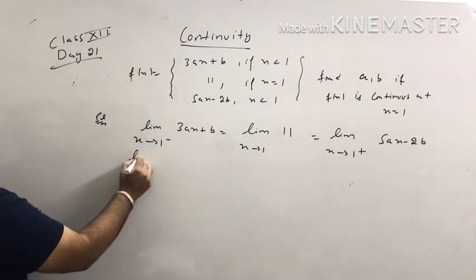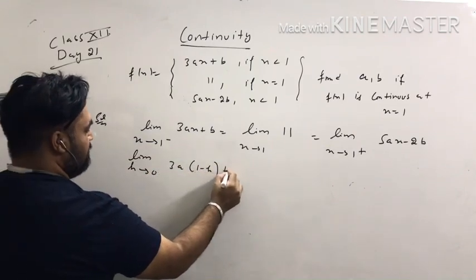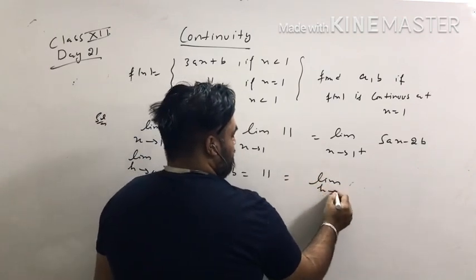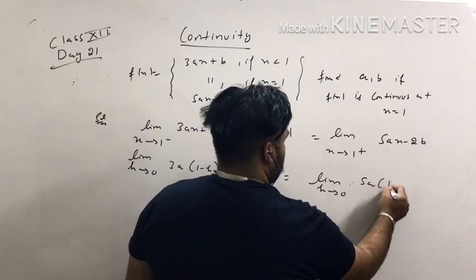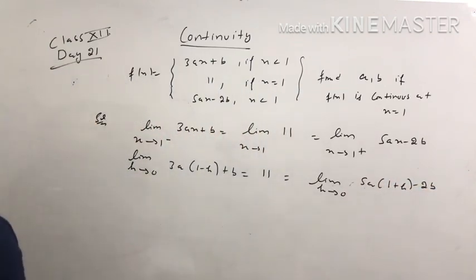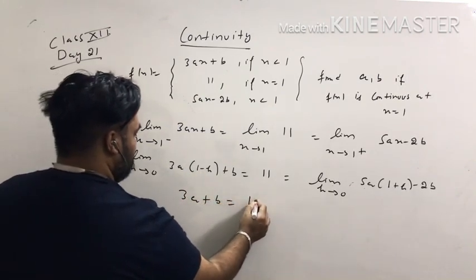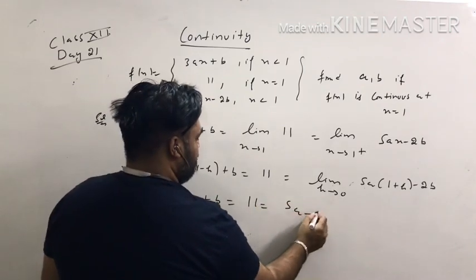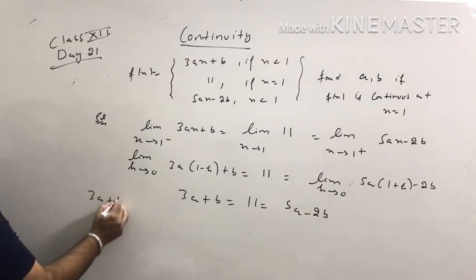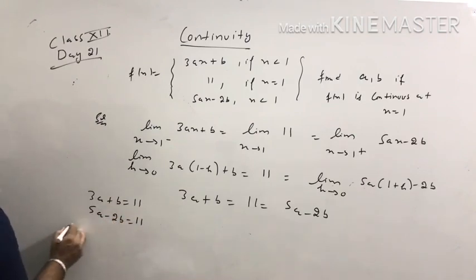Now change the limit. h tends to 0. 3a(1 minus h) plus b, the value of this expression is 11. Again change the limit, 5a(1 plus h) minus 2b. So now put the value of h equals 0. This becomes 3a plus b equals 11 and 5a minus 2b equals 11. Now there are two equations: 3a plus b equals 11 and 5a minus 2b equals 11.